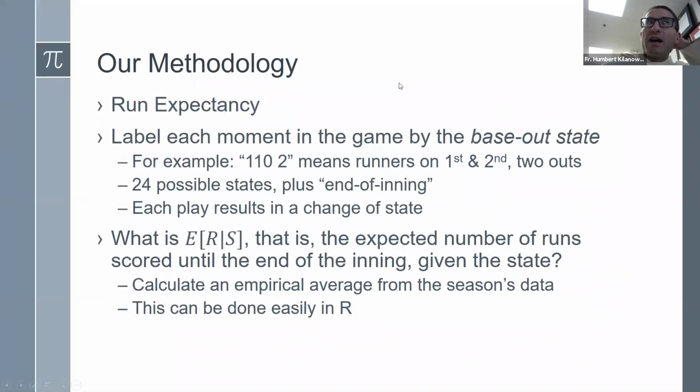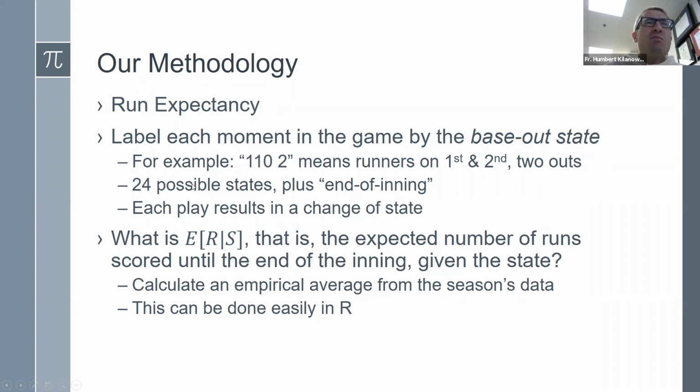So the first thing we have to find is run expectancy. We can think of the game as sort of like a Markov chain on a four-dimensional matrix where you have 3 bases: first, second, and third. Either there's a runner on that base or there isn't. And then the other dimension is the outs: 0, 1, or 2. So there are 24 possible states. If you write this as 1, 1, 0, 2, it means you have runners on first base and second base, there's no runner on third, and there are 2 outs.